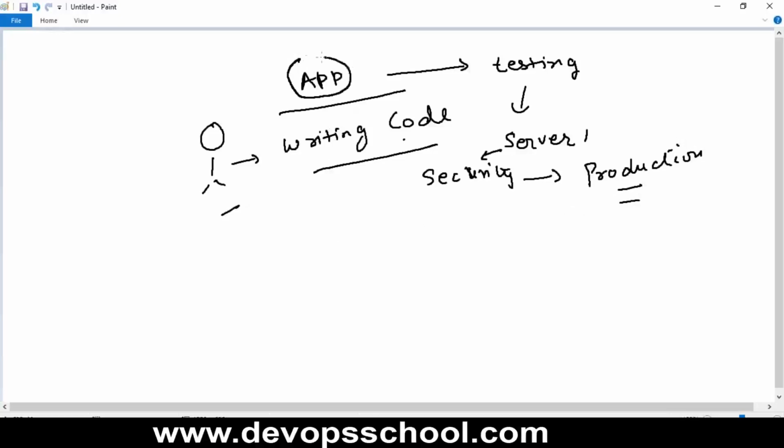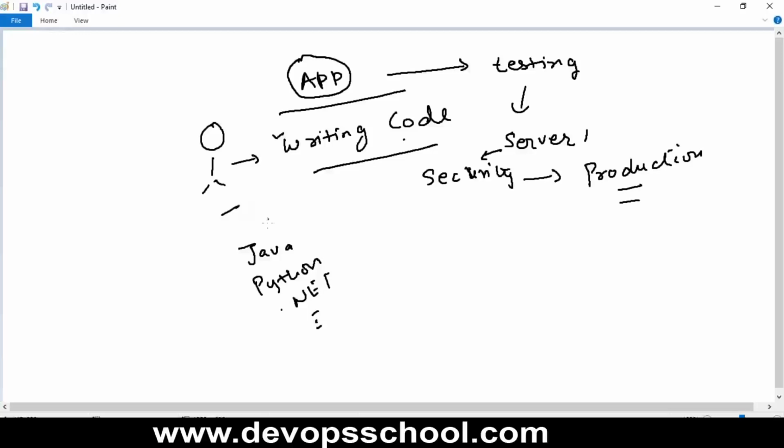So from the starting, when the developer writes the code and it moves to production, this application is very important. We write the code in some programming language, like you might be using Java, you might be using Python, you might be using .NET, or some other programming language, Ruby, right? So code is very important. Application code is very important.